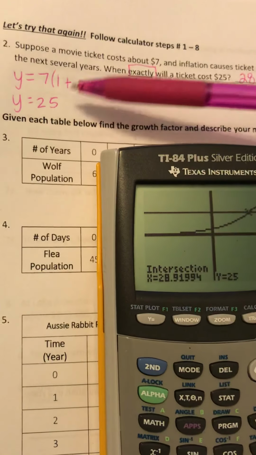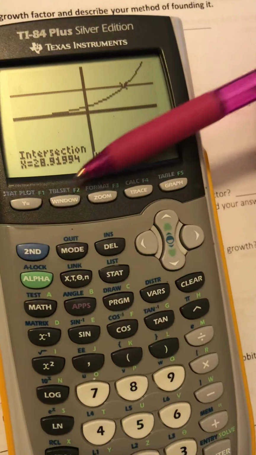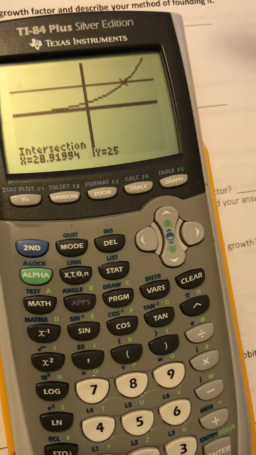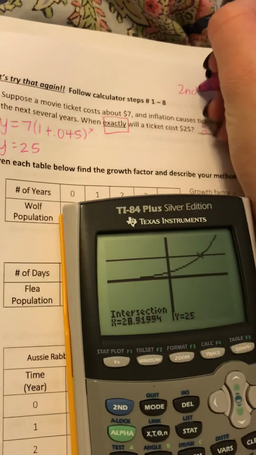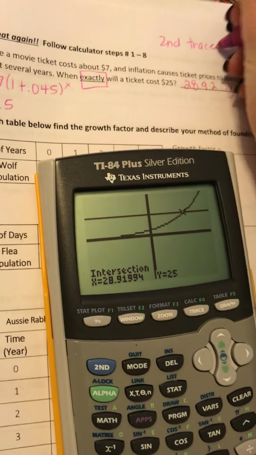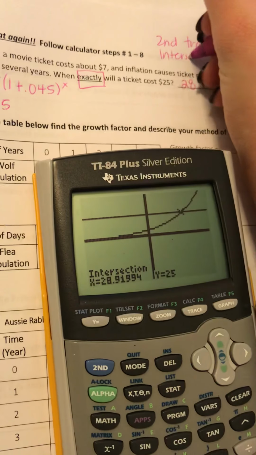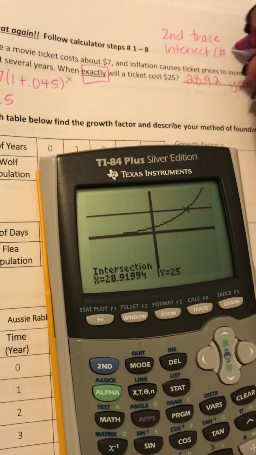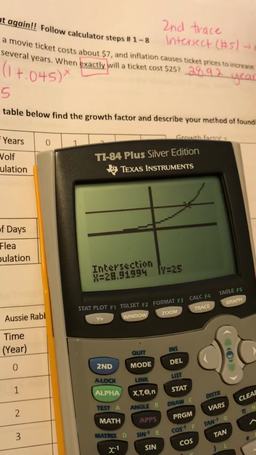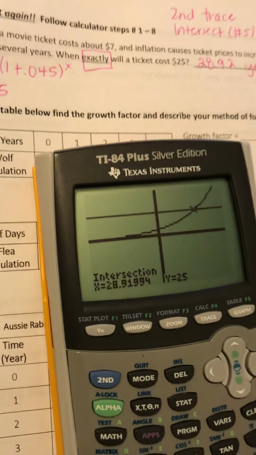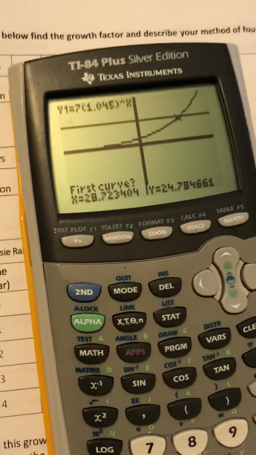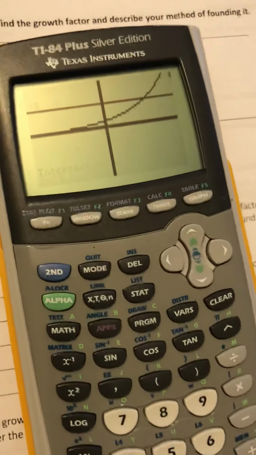So if you see exactly on your paper today and you want to go graph it, graph the equation, graph the number, go to your graph, change the window, and then do second trace intersect. And then remember, you have to hit enter 3 times once you're there. So second trace, intersection, enter, enter, enter. Okay?